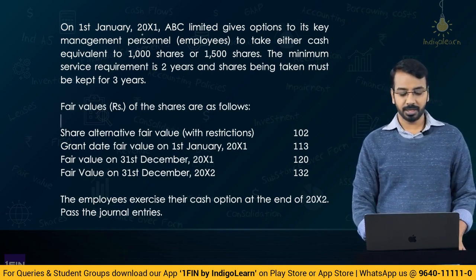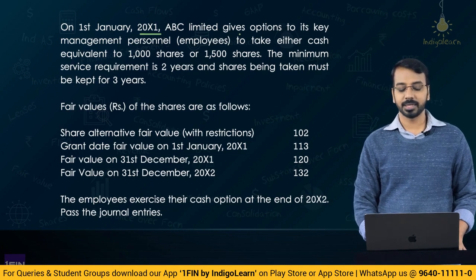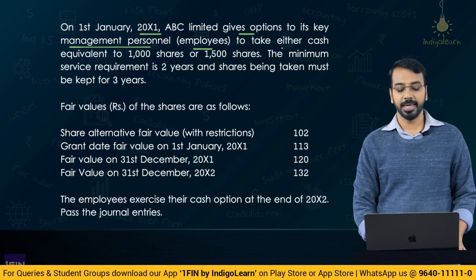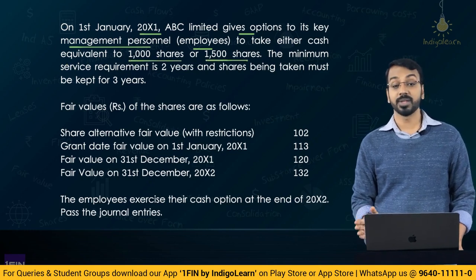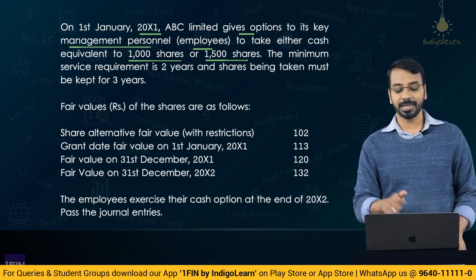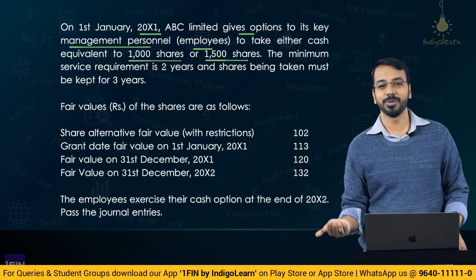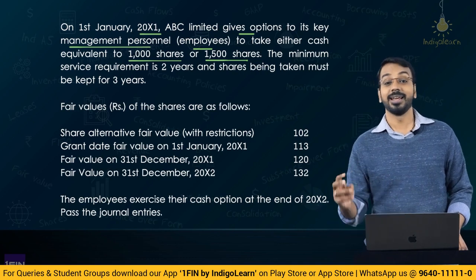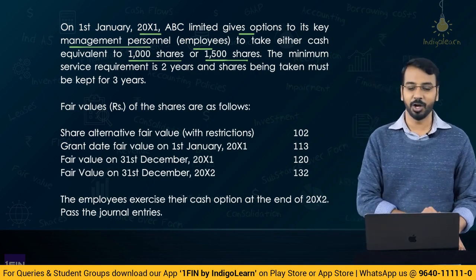So on 1st of January of year 1, ABC Limited gives an option to its key management personnel employees to take either cash equivalent to 1000 shares or 1500 shares. So either you take cash equivalent of 1000 shares or take 1500 shares. Now you might immediately jump to a conclusion saying that let us take 1500 shares. But wait, let's read on.